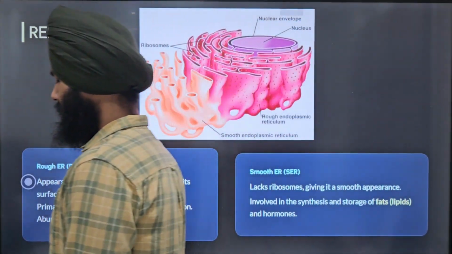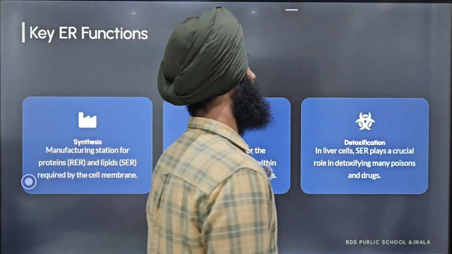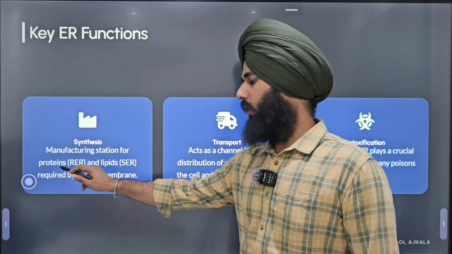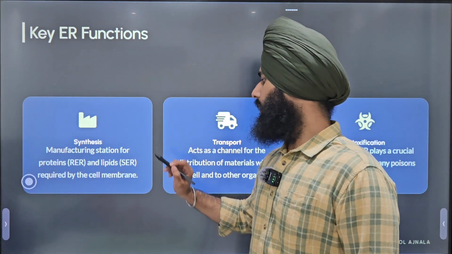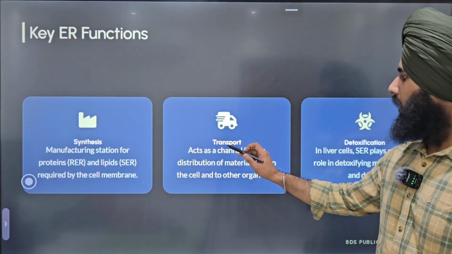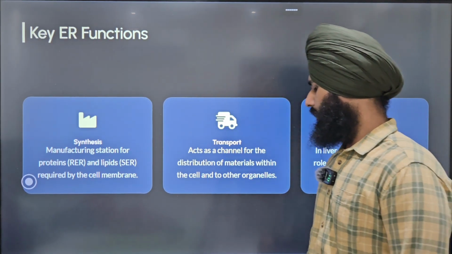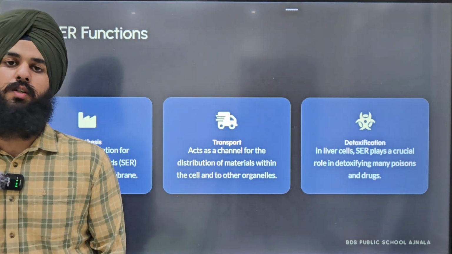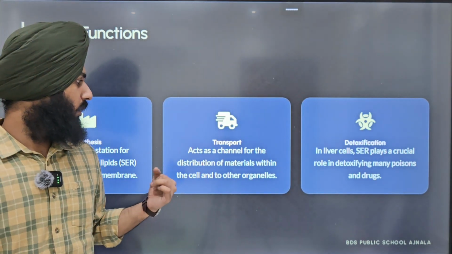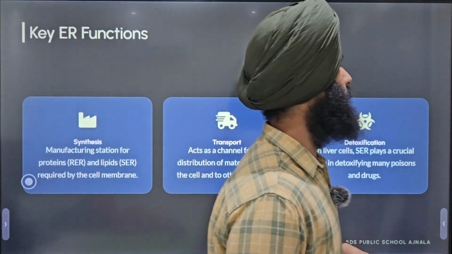Okay, so let's look at this. So the key functions of endoplasmic reticulum are synthesis, which is the manufacturing station for protein, which is done by RER, and the lipids, fats, which is done by SER, required by the cell membrane. Transport acts as a channel for the distribution of materials within the cell and to the other organelles. So it acts as a transportation facility as well, which I said it allows for the transfer of information, instructions from the nucleus to the other organelles as well. So it also does the transportation function in this case.